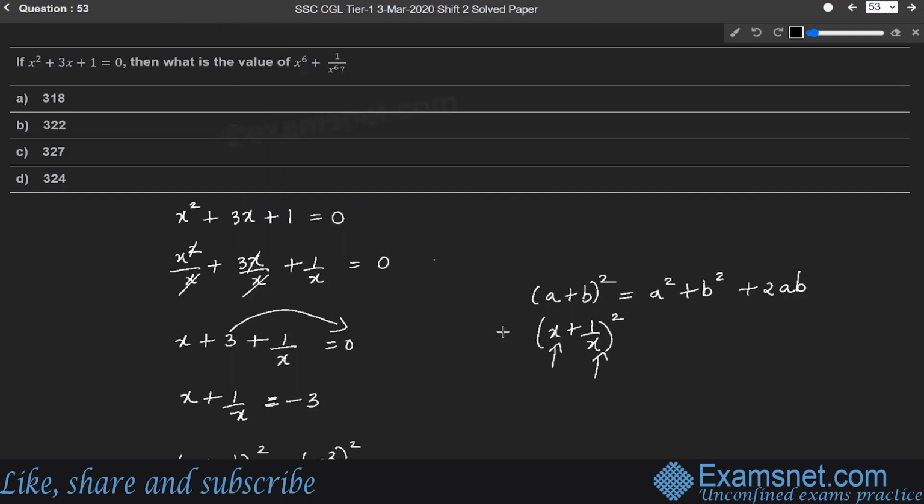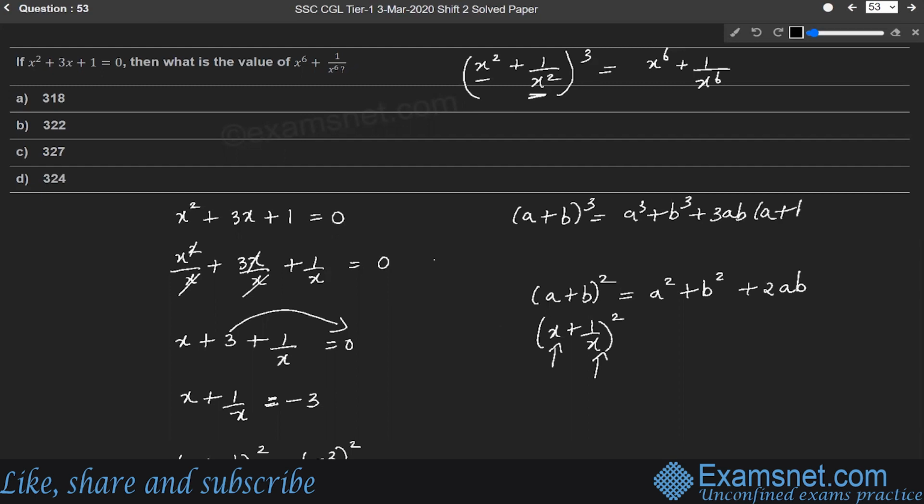Because we have to find x power 6 plus 1 by x power 6, we have x square plus 1 by x square. If we take the cube, then this will transform to x power 6 plus 1 upon x power 6, right? If we take the cube of both these terms, okay? But we have to use a formula here, which is a plus b whole cube. The formula is a cube plus b cube plus 3ab into a plus b.